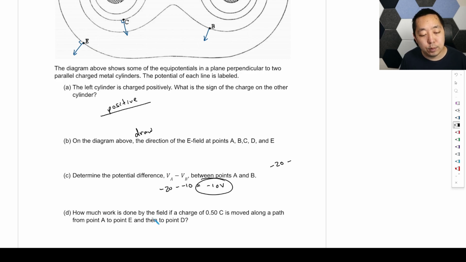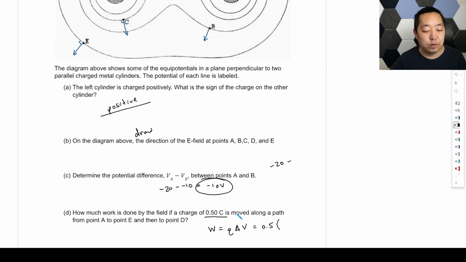How much work is done by the field if a charge of 0.5 coulombs is moved along a path from point A to E and then to point D? All that matters, this is the awesome part of the potential, is if we think about the work being done, it's going to be Q times the change in potential. That's going to be the work done by the electric field.